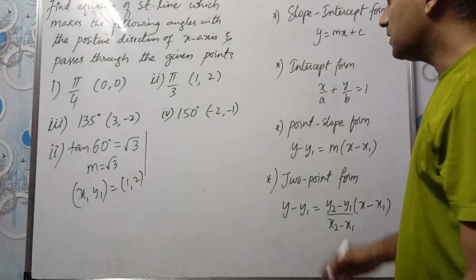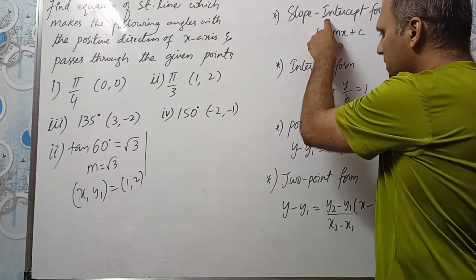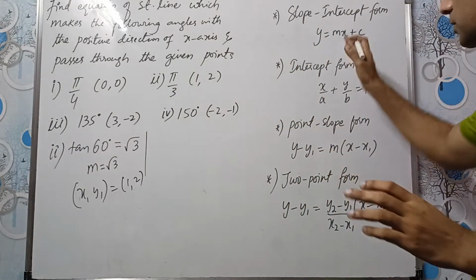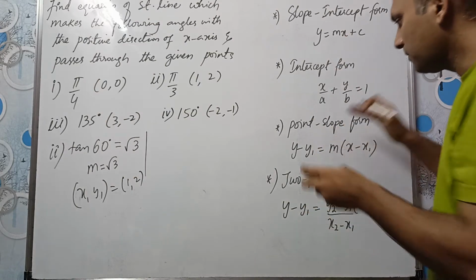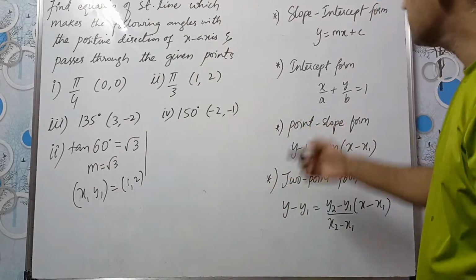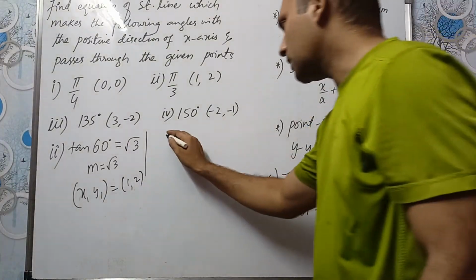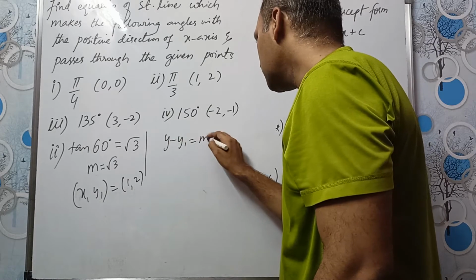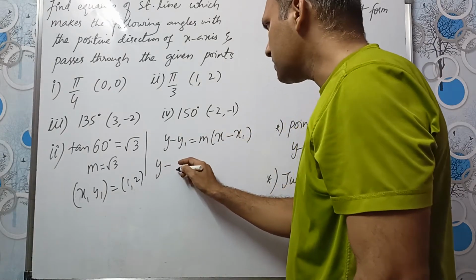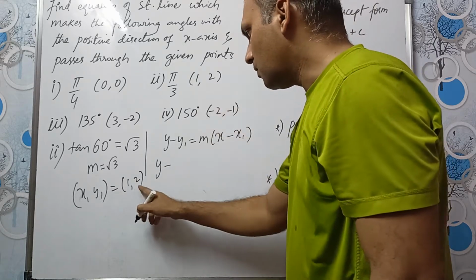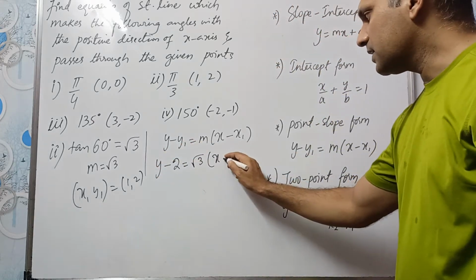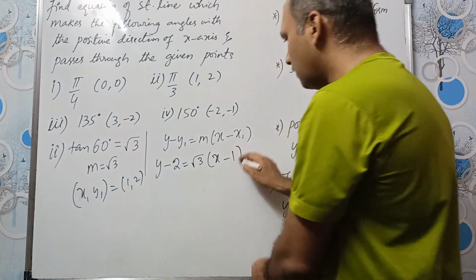Alright. See, now I am not using y is equal to mx plus c and y minus y1 is equal to m into x minus x1. I am not using both, this one and this one. What we'll do is we'll use y minus y1 is equal to m into x minus x1. If you are interested, you please try this. So this is y minus y1 is equal to 2 multiplied by root 3. M is root 3, x minus x1. x1 is equal to 1.